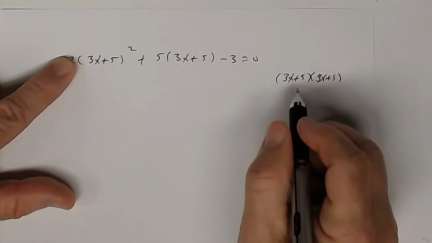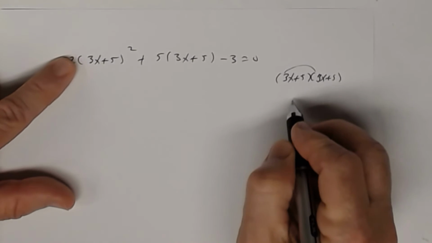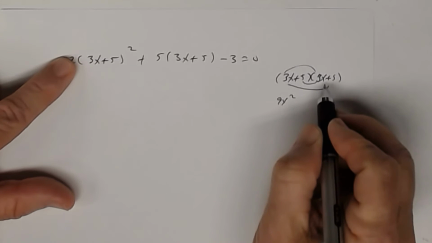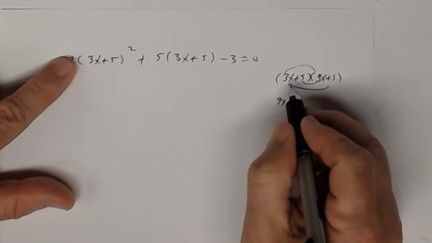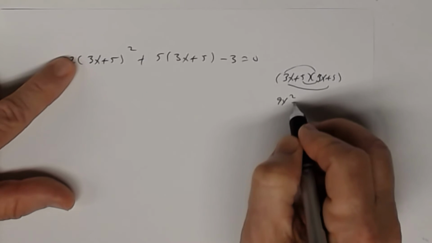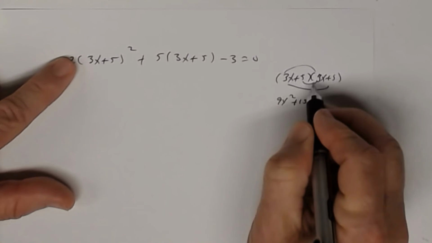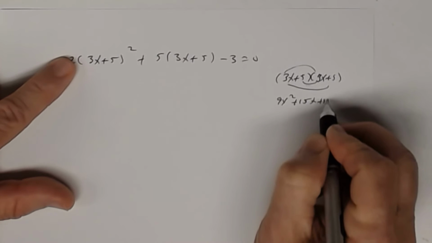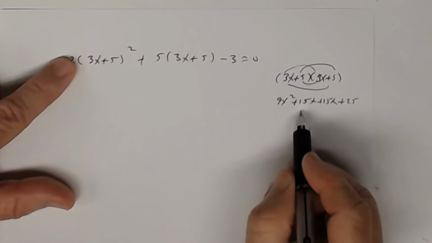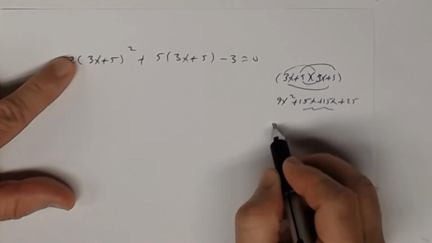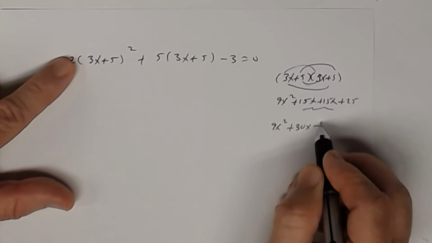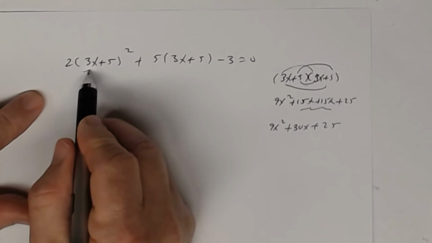When I multiply this out using FOIL, 3x times 3x is 9x squared. Since I'm squaring a binomial, the outer and the inner have to be the same. The outer is 3x times 5, which is 15x. The inner also has to be 15x. And then the last, 5 times 5 is 25. Combining like terms, I get 9x squared plus 15x and 15x is 30x, plus 25. So that goes here.